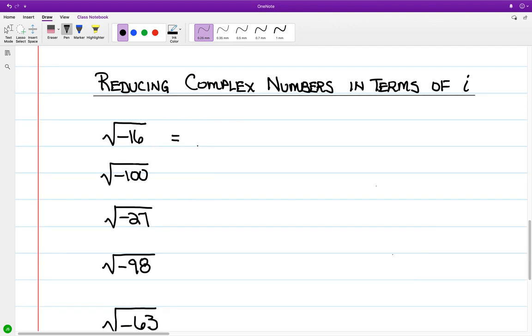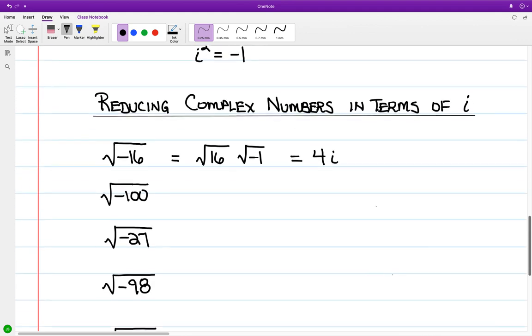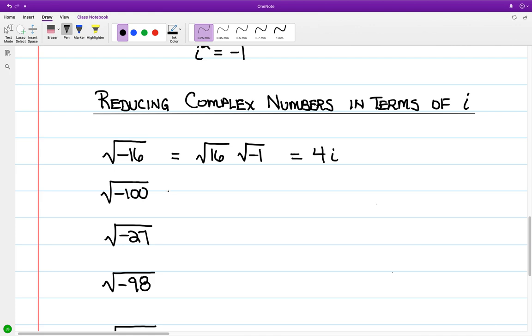I can say that I have the square root of 16 times the square root of -1. The square root of 16 is going to be 4. And once again, the square root of -1 is in reference to i. So for the square root of -16, that is going to end up at 4i.